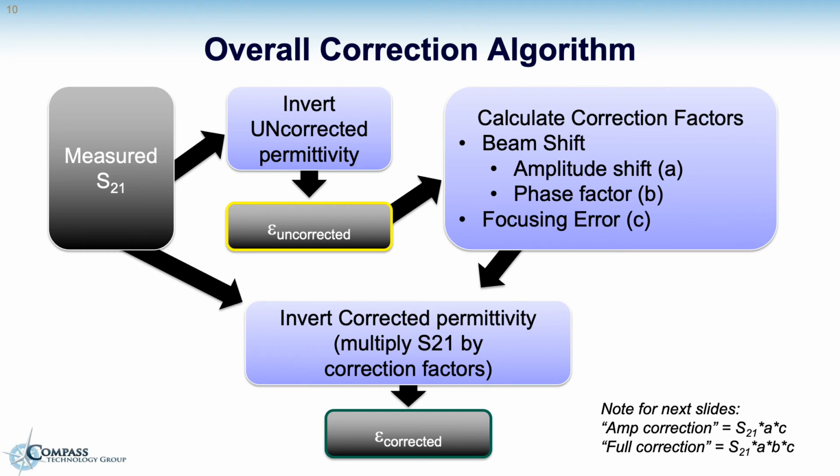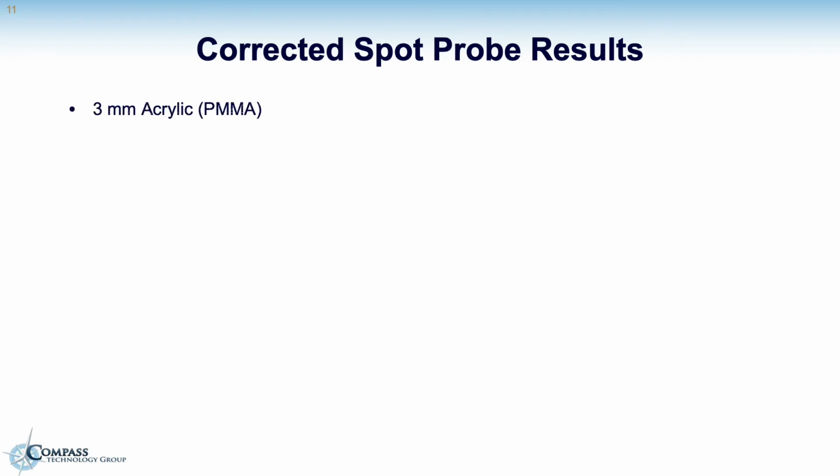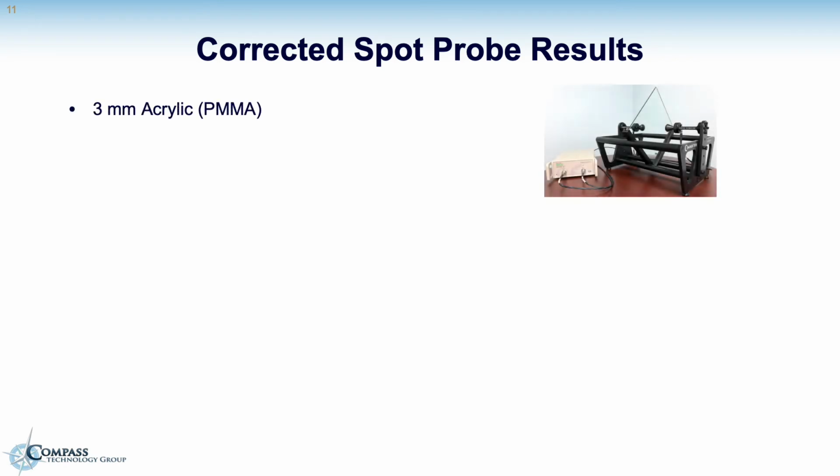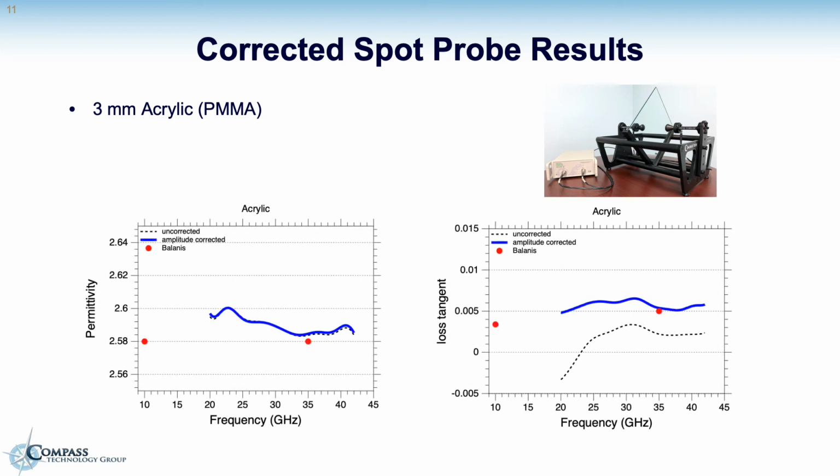So now I'm going to show you a few slides where we show some canonical samples that we've measured and applied corrections to. This first example is of some 3 millimeter thick acrylic or polymethyl methacrylate. In this case, we are measuring it in our spot probe system, which you also see pictured here. I have two plots on here. On the left side is the real permittivity or dielectric constant, and on the right side is the loss tangent. And both of these are as a function of frequency.